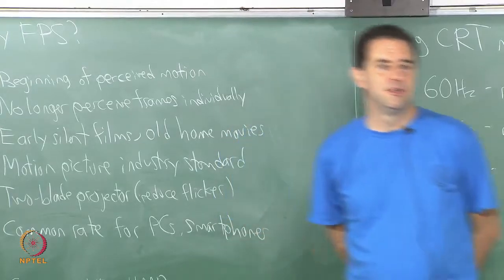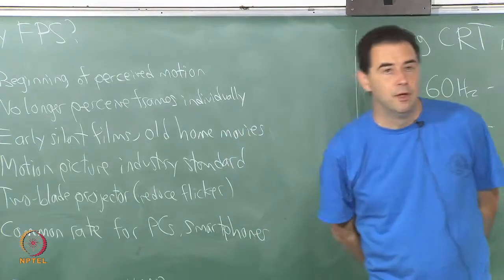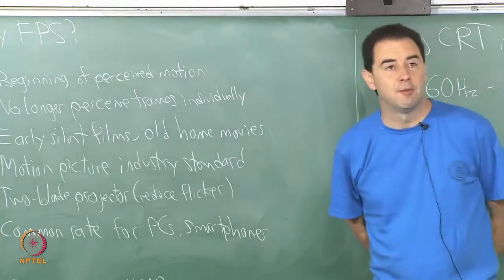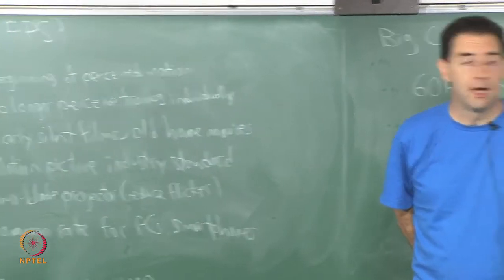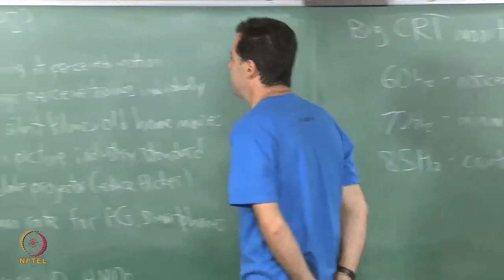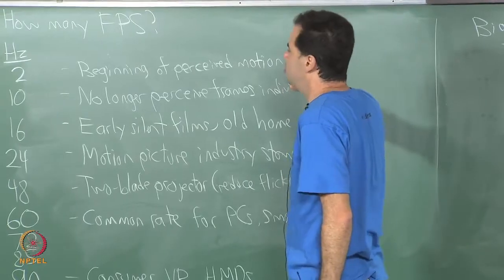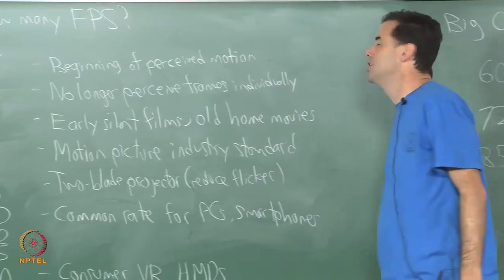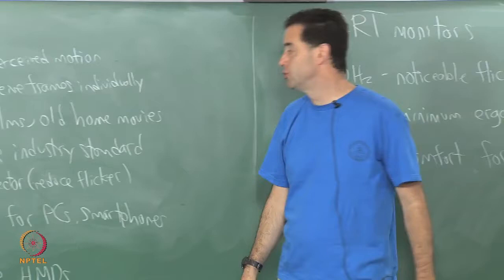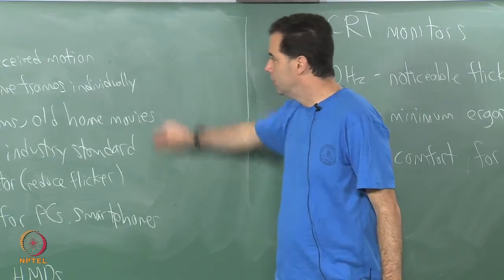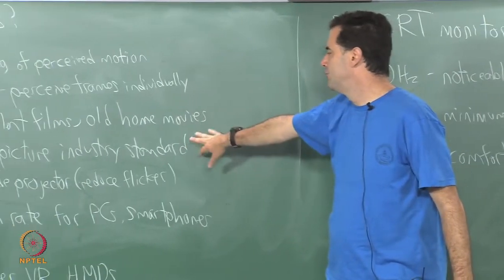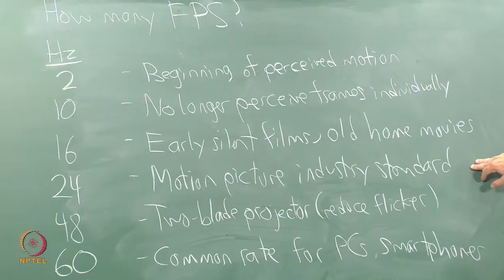Okay, welcome back. Continuing onward. In the previous lecture we were talking about perception of motion, and we looked at various frame rates all the way down to as low as 2 hertz, where you have the beginning of perceived motion. This is stroboscopic apparent motion. We get up to 16, 24 frames per second, motion picture industry standard.